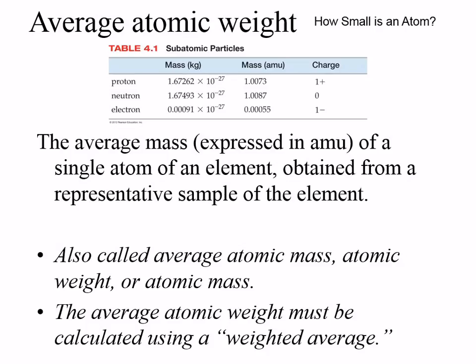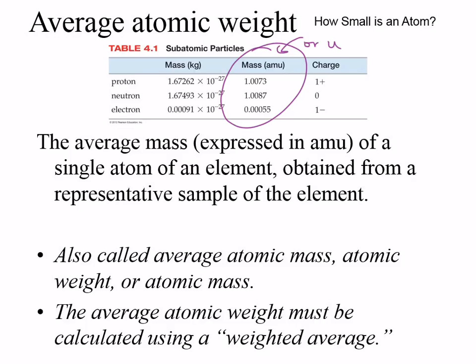To make sure we're still on the same page, remember I told you the other day that the textbook uses AMUs for atomic mass units, but these days scientists have just gone to the symbol U, not mu, but U, for atomic mass units.